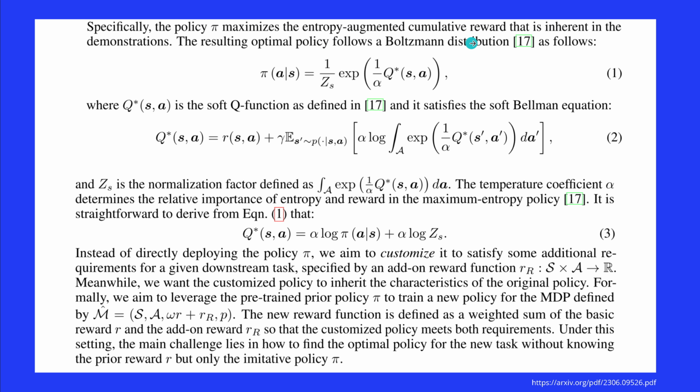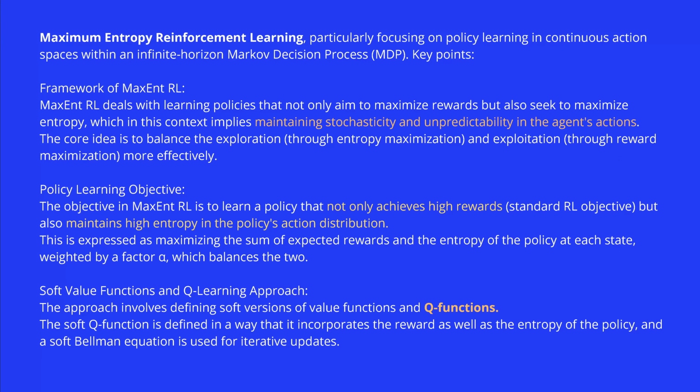Great. Entropy augmented cumulative reward inherent to the demonstration; the resulting optimal policy follows a Boltzmann distribution. Hello, physics. Yes, you know this. Now you understand this normalization factor. Beautiful. However, for you, it is Sunday afternoon and I have my time just trying to make it easy for you to understand this. So I tried in my simple words that you get an idea. What are we talking about? We are talking about maximum entropy reinforcement learning, focusing on policy learning and continuous action spaces with an infinite horizon Markov decision process. But now look, now comes the important part.